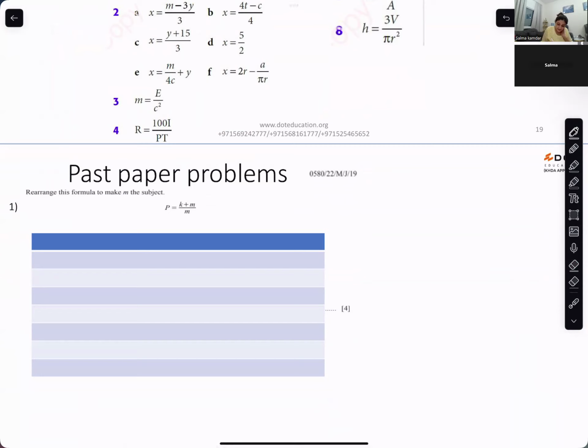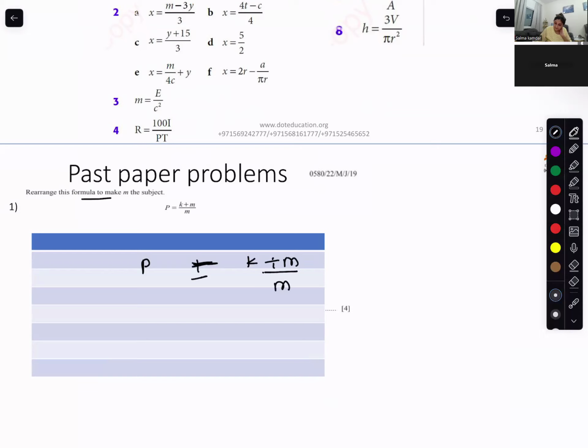It says, rearrange this formula to make M the subject. Your subject should be changed to M. If I want to change my subject to M, what will I do? It is P is equal to K plus M over M. So first I will multiply both the sides by M. So this becomes Pm is equal to K plus M.